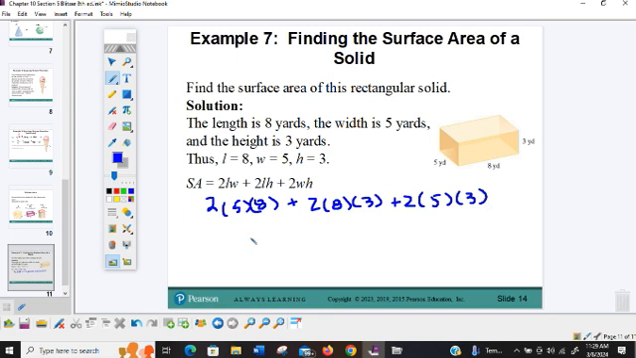So let's see what we get. This one gives us 80, plus this one gives us 48, plus this one gives us 30. And when we add all that together, we get 158 yards squared. So that would be the surface area. It is in square yards because we're doing area again.